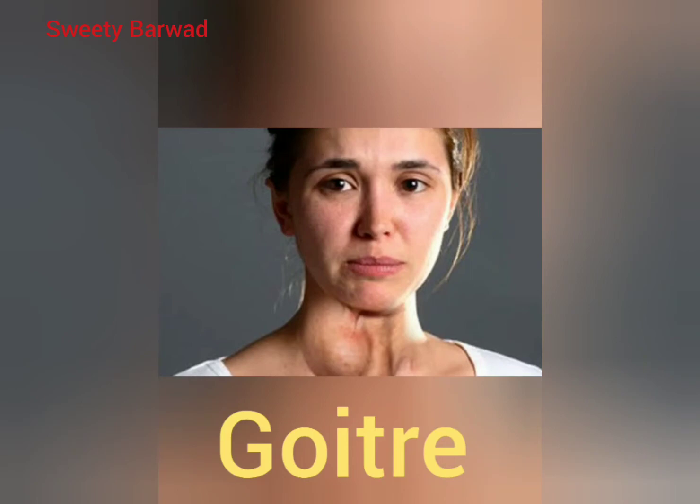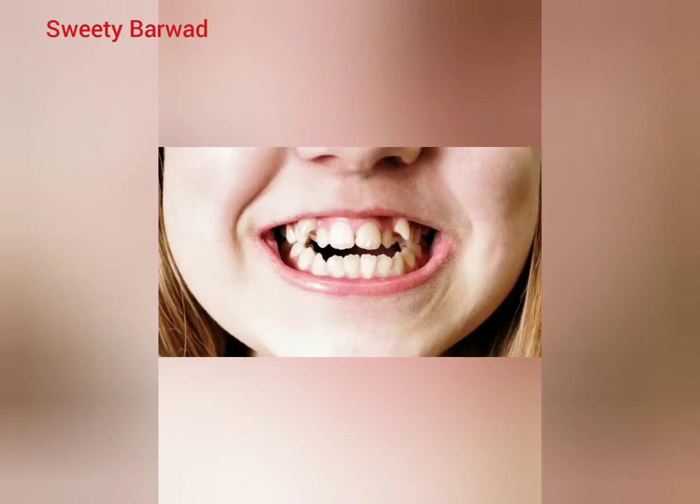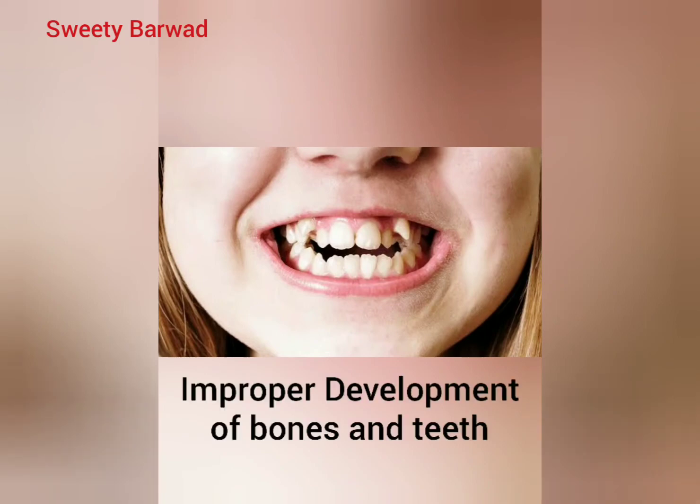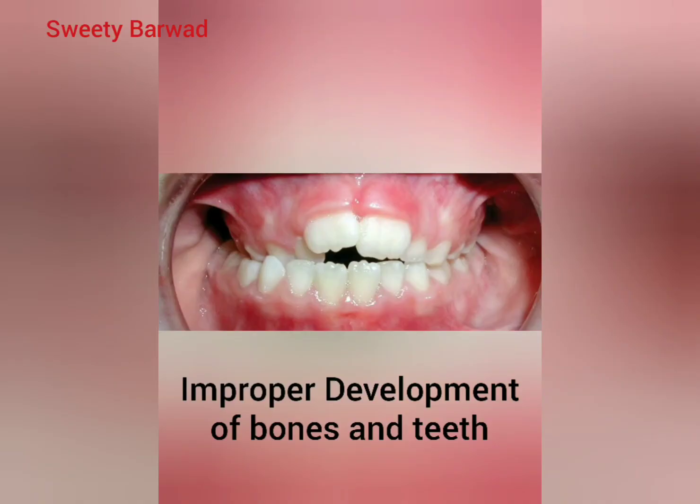The other disease is improper development of bones and teeth. It is caused by the lack of calcium and phosphorus. The symptom of this disease is that bones and teeth become weak and brittle. So to avoid this, you have to eat milk, green vegetables, meat, fish, pulses and nuts.